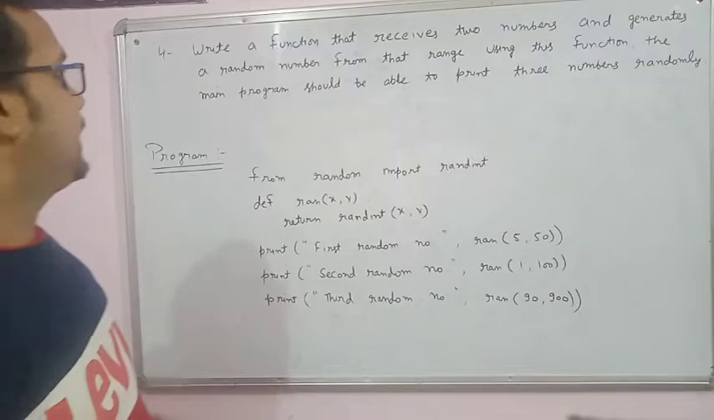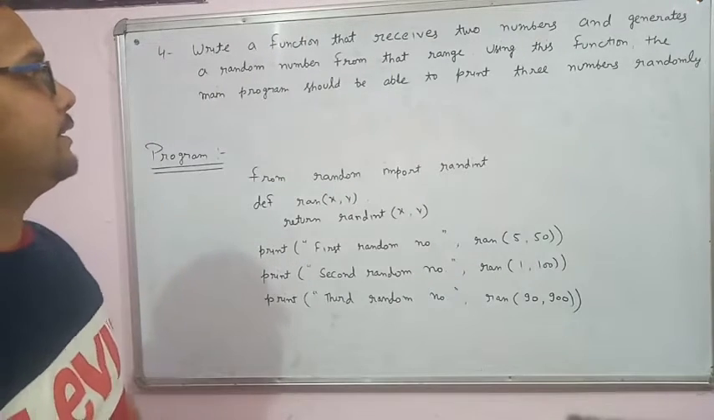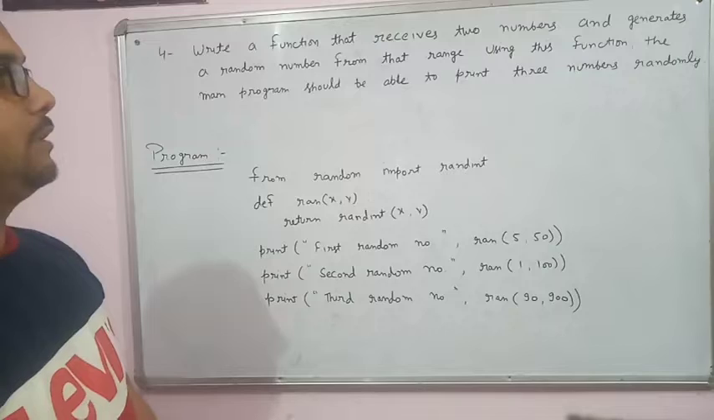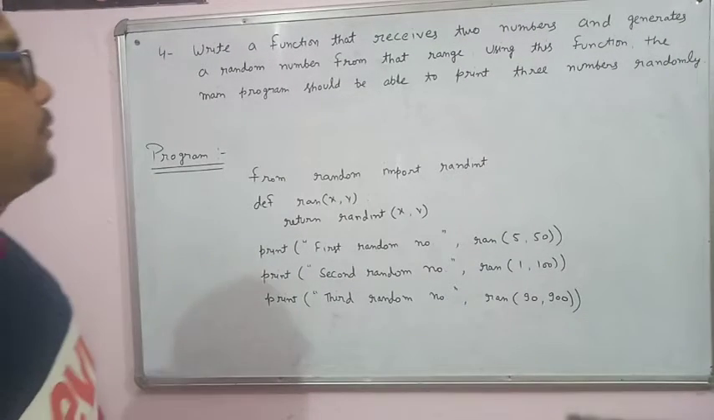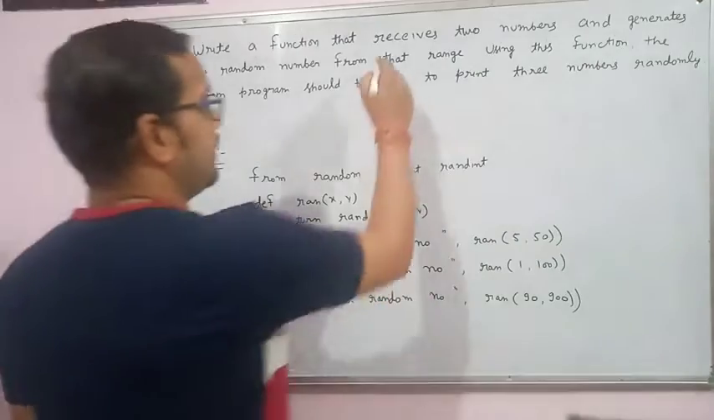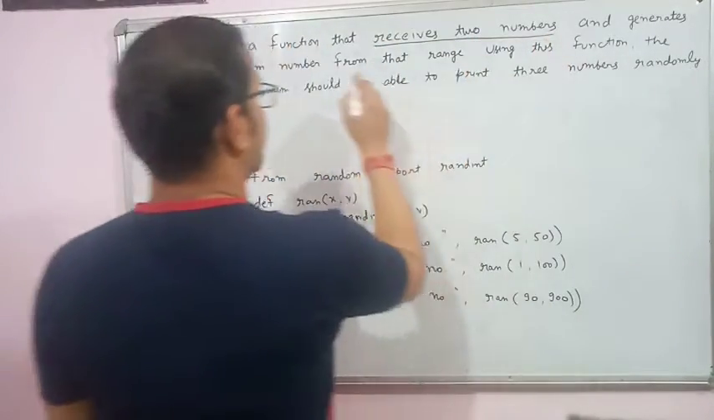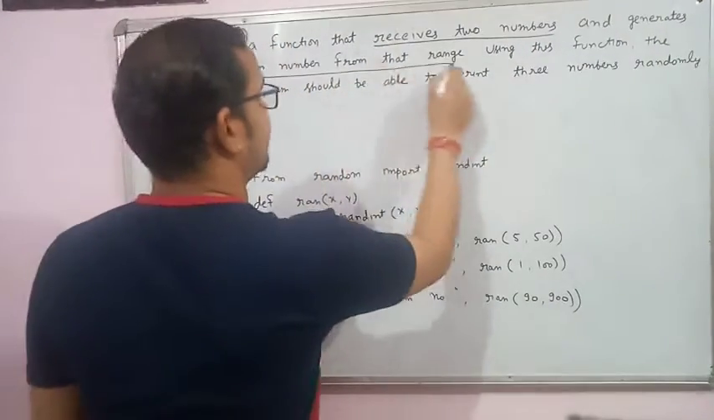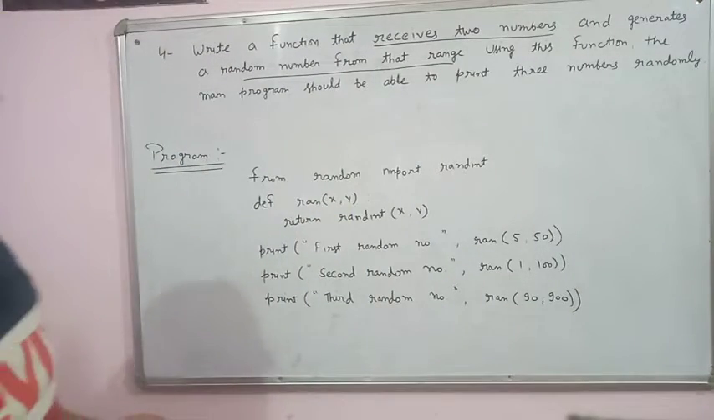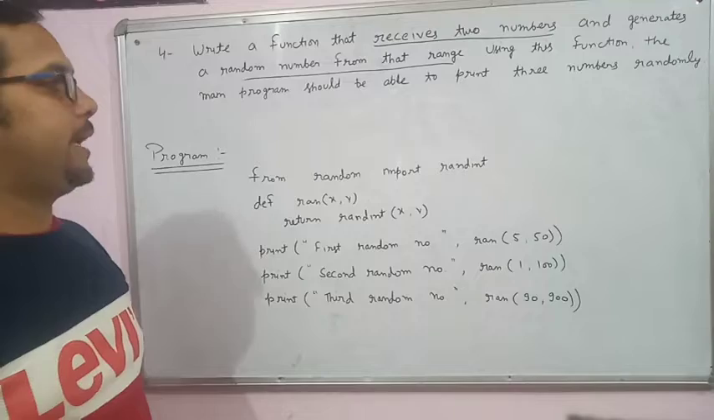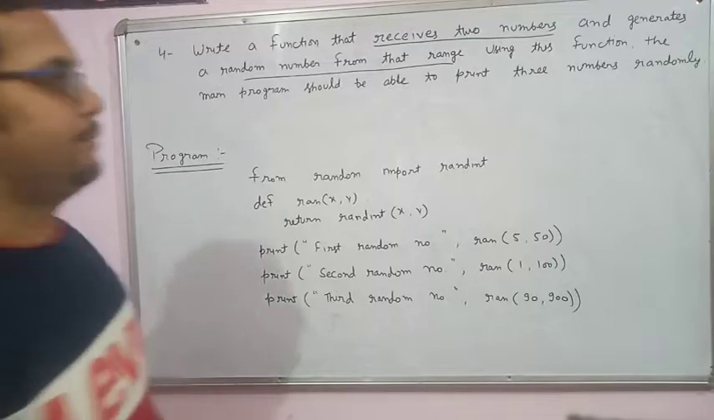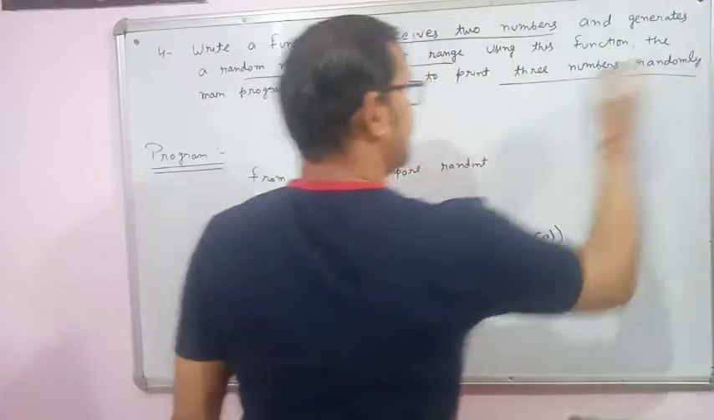This question is saying to write a function that receives two numbers and generates a random number from that range. Using this function, the main program should be able to print three numbers randomly.